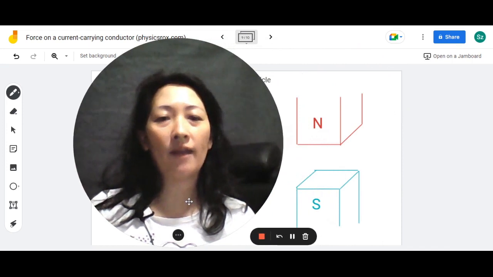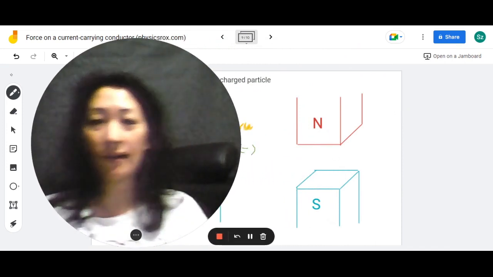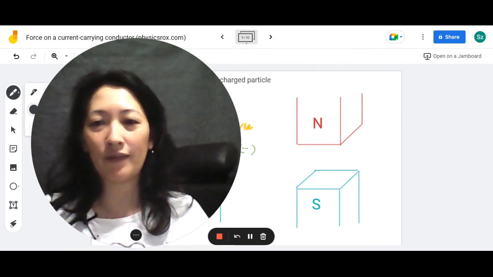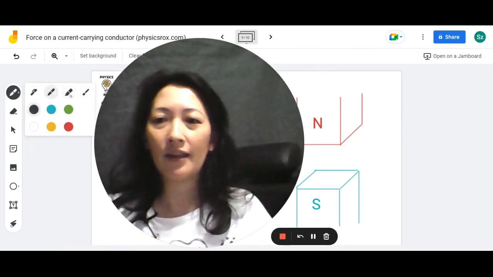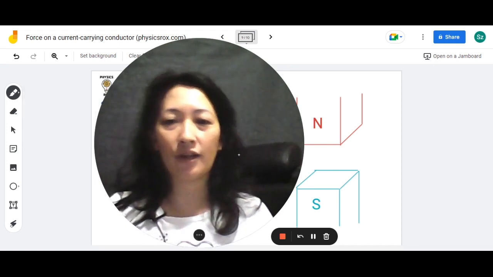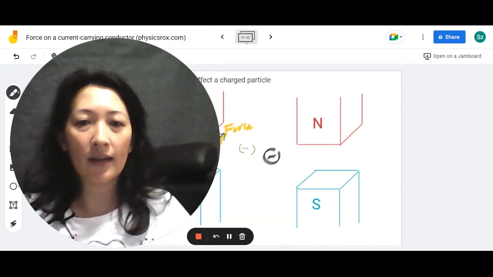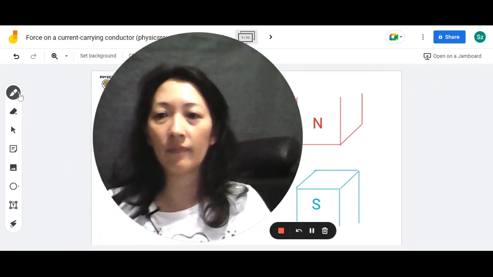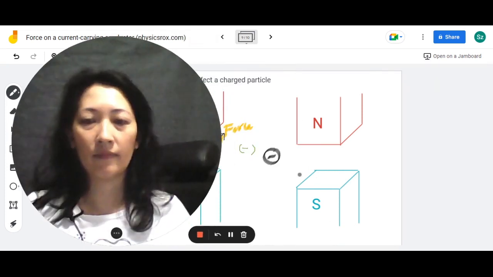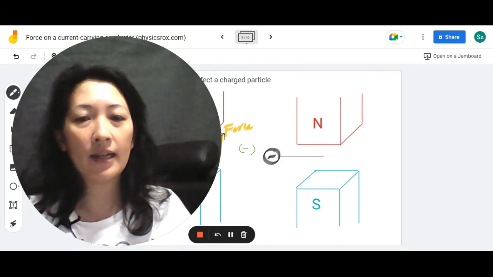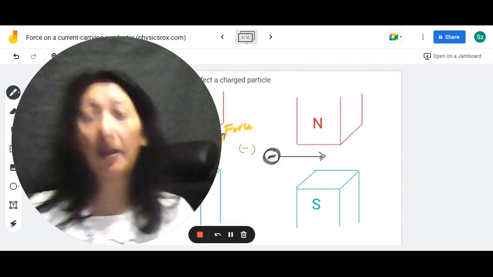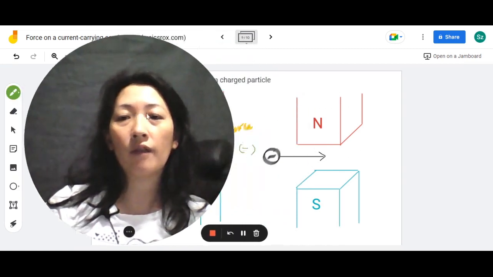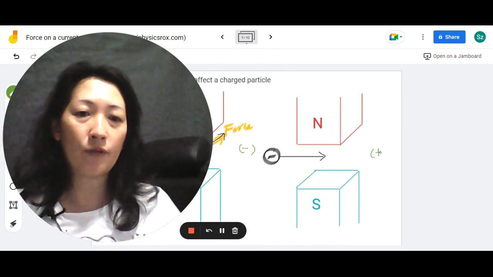Now, what if we have an electron, like a negatively charged particle instead? Let me move this out of the way first. Okay, so now if, let's say, we have a negatively charged particle, like an electron. So if the electron is moving, it's opposite to the current direction. So it's as if it's moving from negative to positive.